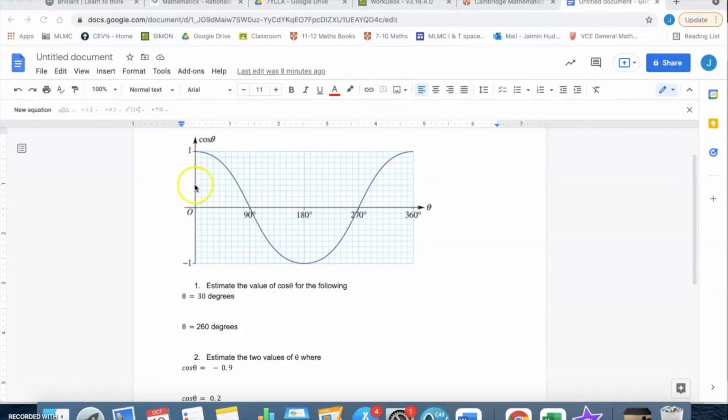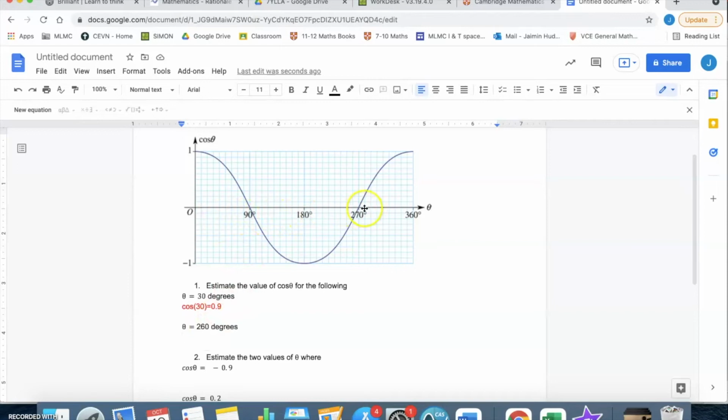And each one up here is 0.1. 30 degrees, so 10 degrees, 20 degrees, 30 degrees is just here. So it looks like our cos length for 30 degrees is around about 0.9. Okay, so we could say that cos 30 is approximately 0.9. Cool. So let's do that same sort of thing again, but this time we're looking at 260 degrees.